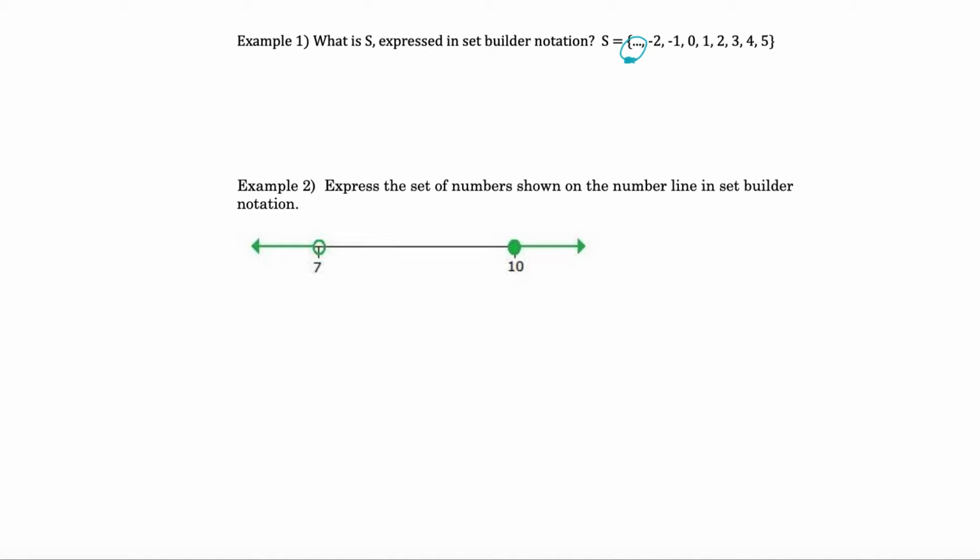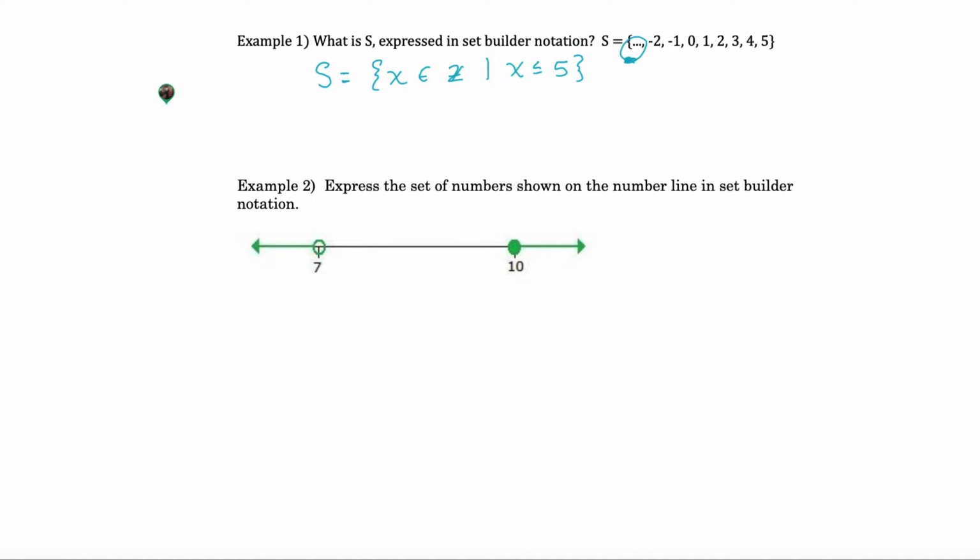So it's appearing that our values are less than or equal to 5, since 5 is the highest value in our set. So our set then is equal to X such that X is an element in our integers. Notice I don't have any decimals, I don't have any fractions, but I do have negative values, so it has to be an integer, such that X is less than or equal to 5. And then I close my brace here.